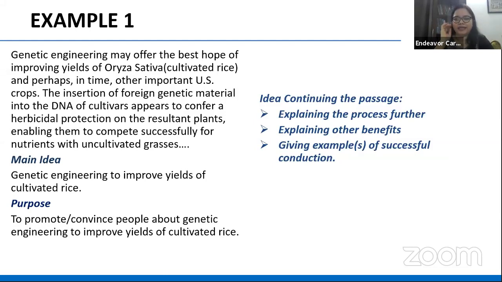In order to anticipate what he will say next, or in order to continue the paragraph or the passage, how will we continue this? In sync with the purpose of the author and the main idea of the passage, all right?